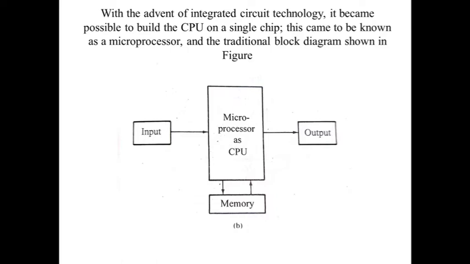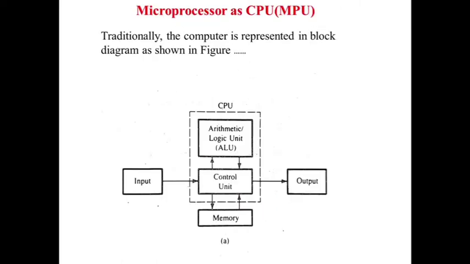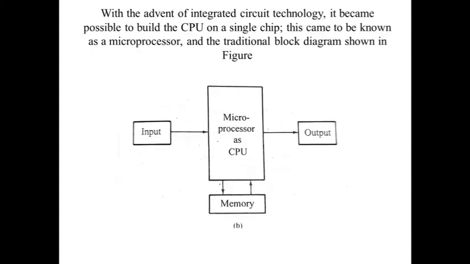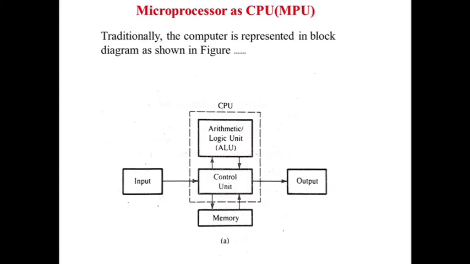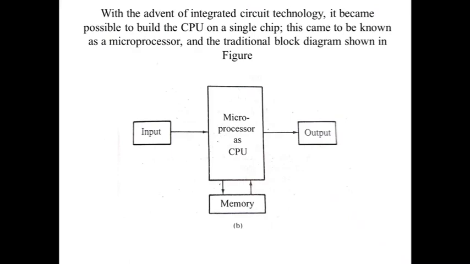See figure B and make a difference between figure A and figure B. Figure A includes input, output and memory. Here also input, output and memory. But look at microprocessor. Here CPU was designed on different, that means separate boards, discrete boards. But here CPU is designed on one single chip. Okay, so this is the system which we call a microcomputer, and microcomputer is obviously an electronic device which includes CPU as a microprocessor.